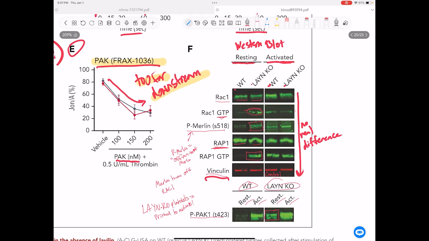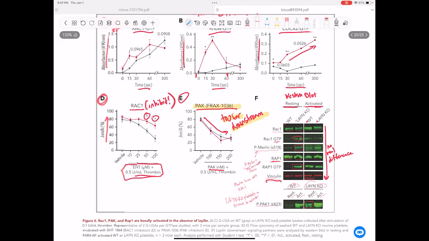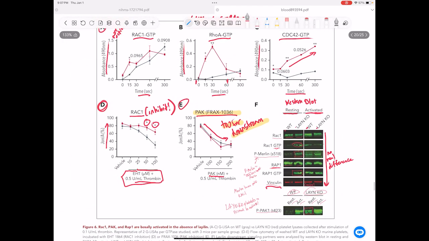So this whole figure, let me zoom out. So this whole figure is showing that Layilin mediates platelet GTPase activity. That's what this whole figure is showing. And it's a lot.